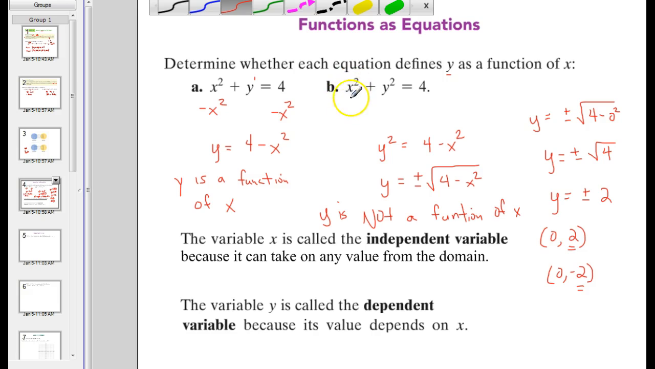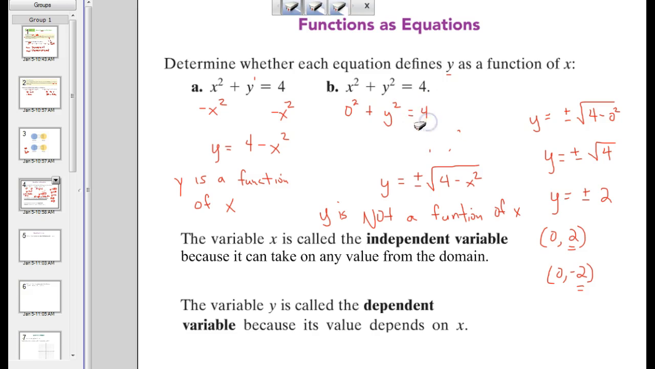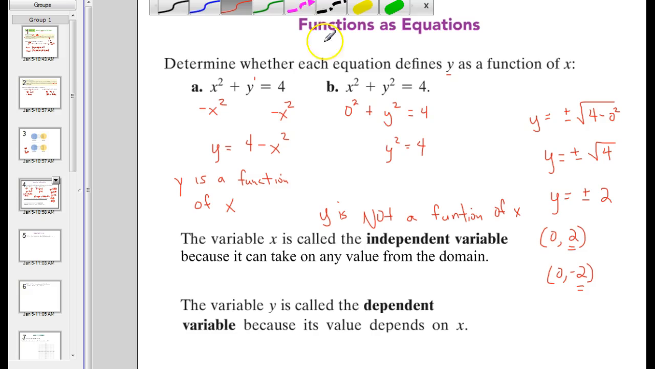If I pick a value for x, like I pick 0 for x, I get down to y squared equals 4, which is kind of the same thing that we got to here. We just are a step ahead of ourselves. So if I squared y and got 4, then again y could have been positive 2, but it also could have been negative 2.